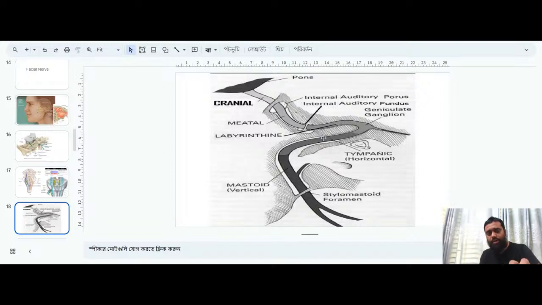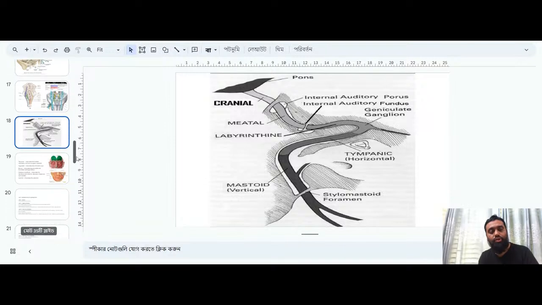I have made a little mistake. Here is the round window, and here is the oval window. Above the oval window, the facial nerve comes behind, above the oval window of the middle ear. Here is the round window, and this is the facial nerve. This is the course of the facial nerve. You can draw and label this course of the facial nerve. Sometimes it comes in your written exam to write down the course of the facial nerve.